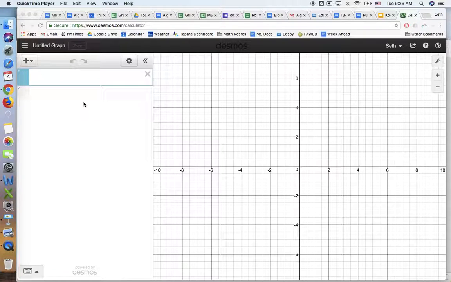This is a quick tutorial on how to use Desmos, the graphing calculator, to do some graphs for anything that we might do, but for instance for your problem of the week. So up in this area here we can put an equation.